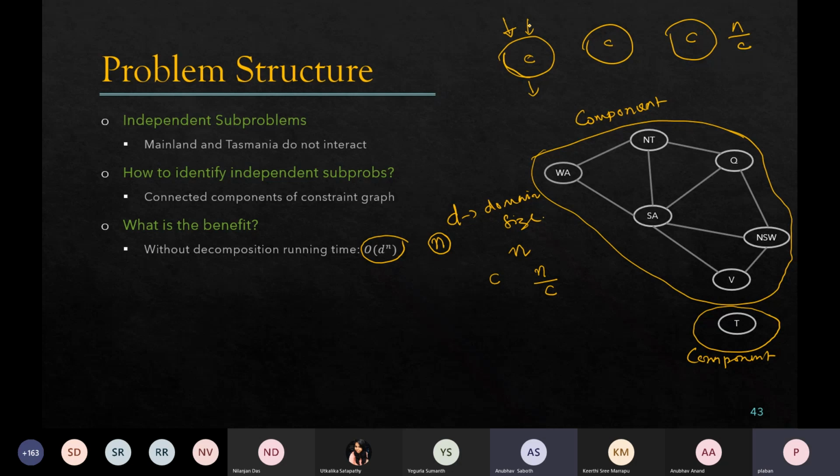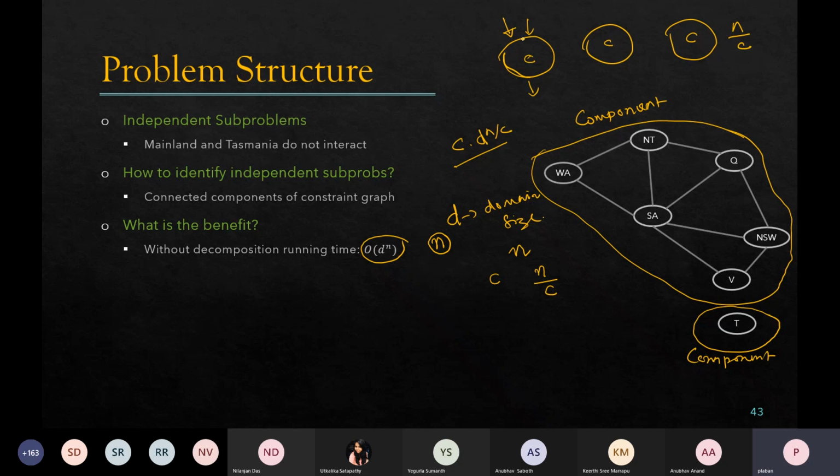Like c into d to the power n by c. Is it n by c? Why do you say that? Sir, in the power only n by c will be there. Yeah, so that's what I have written here.